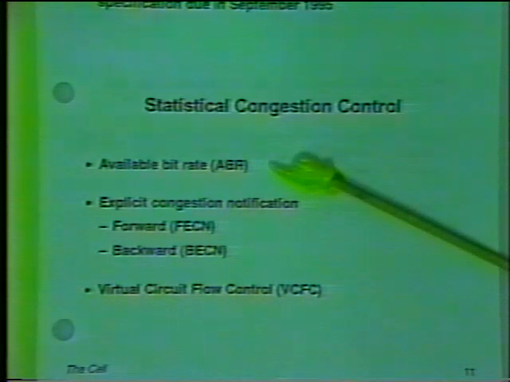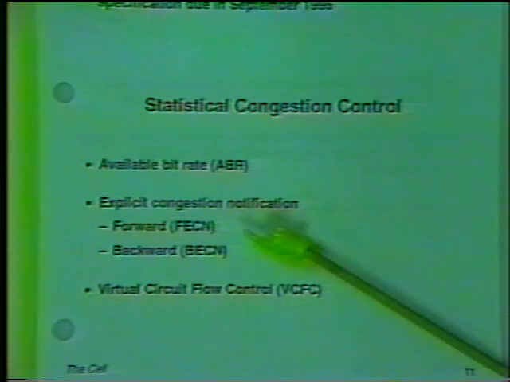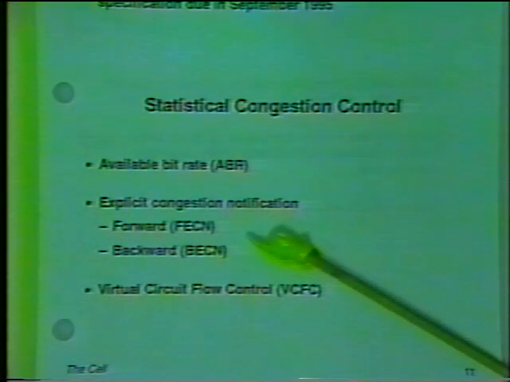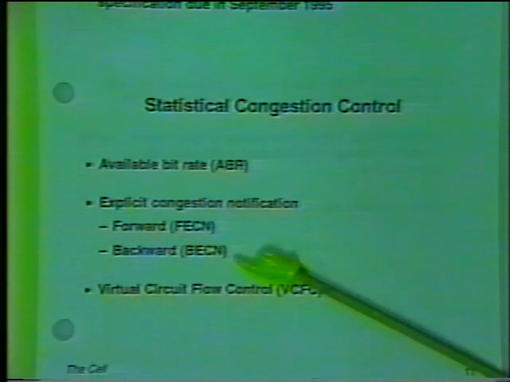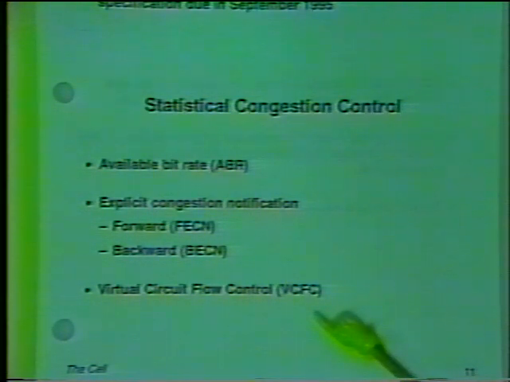Okay, it defines the available bit rate of data transmission. Okay, it also defines our network congestion, whether the network's really bogged down or not. And I'll talk about these two things in a little bit. But we have the FECN, which is a forward explicit congestion notification, and then the BECN is just the backward explicit congestion notification. And then lastly here we have a virtual circuit flow control, which is the VFCS.